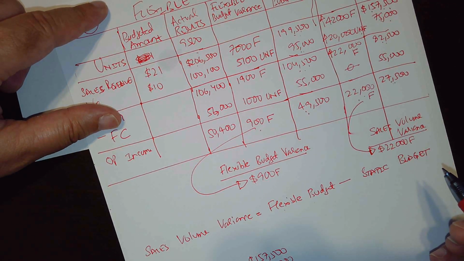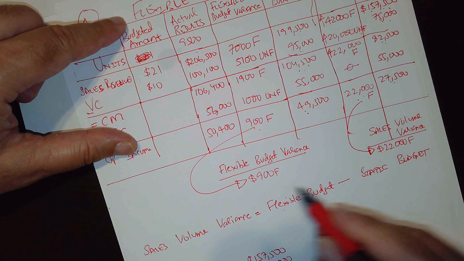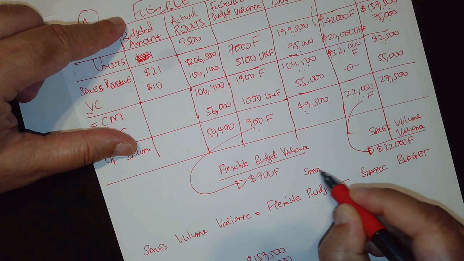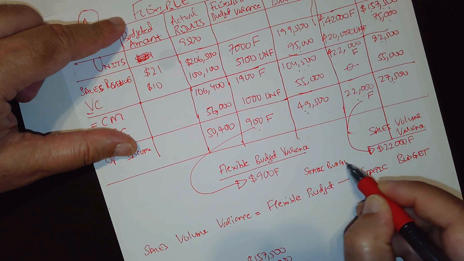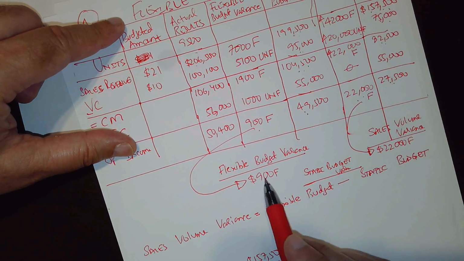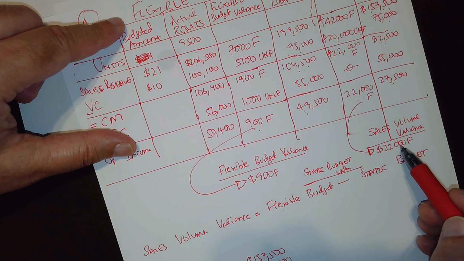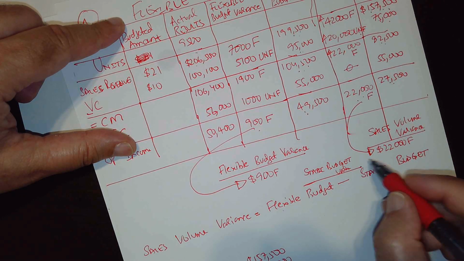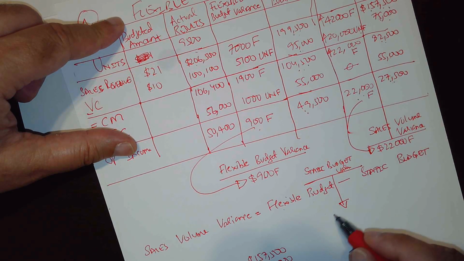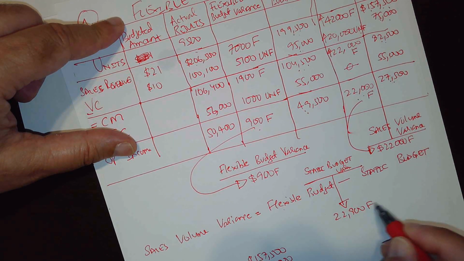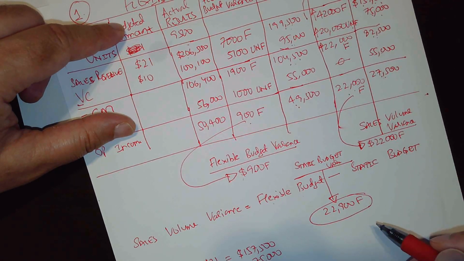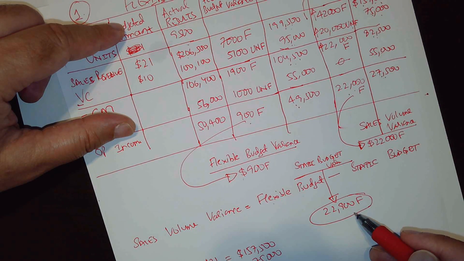So what is the static budget variance? If you take these two numbers and find the static budget variance, that would be 900 favorable and 22,000 favorable. Therefore, the number would be 22,900 favorable. This is our static budget variance from these two numbers. Because both are favorable, we're going to add these two numbers.